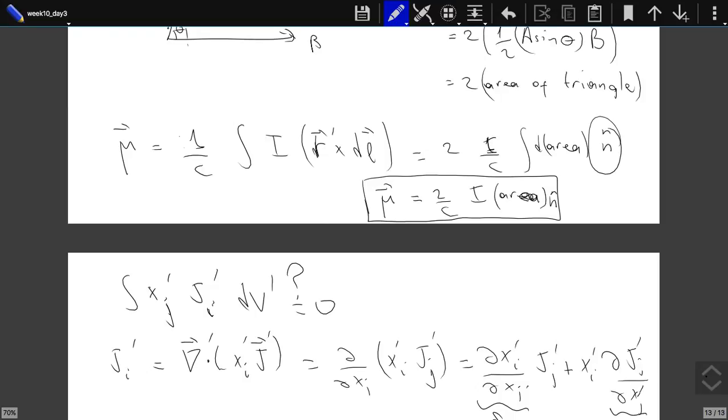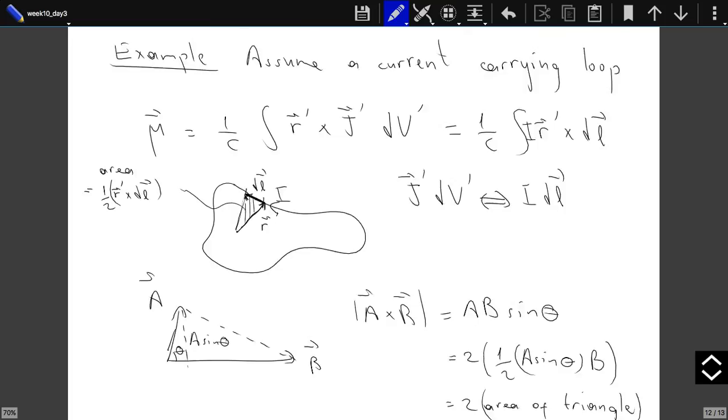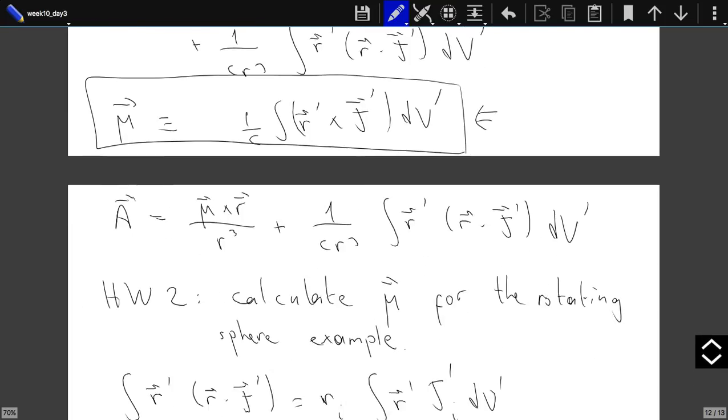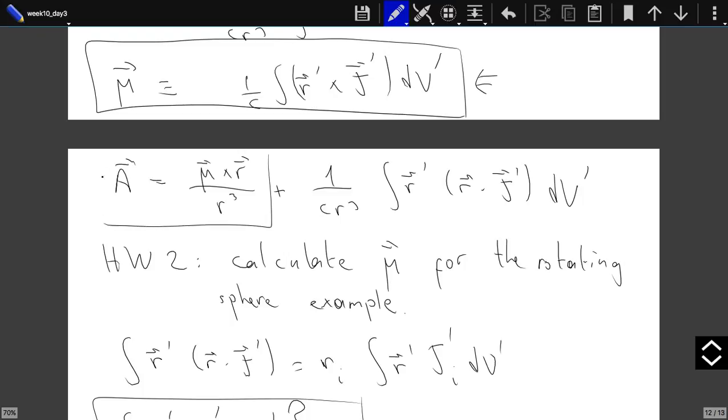On Monday, we will start with that one. And once we prove that, then we have this multipole expansion. A is just equal to this one, for any current density sufficiently far away from the region which contains the current.